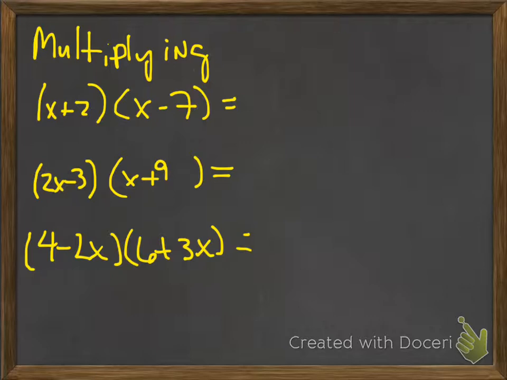I really hate the idea of calling it FOIL, first, outer, inner, last, because that only works for binomials. The idea here is that every term in one parentheses multiplies every term in the other parentheses, and then you combine like terms. So it's really more of a mnemonic device to help you remember the order you do things in. That's why I'm not a big fan of that.